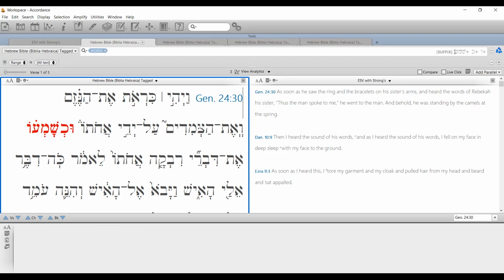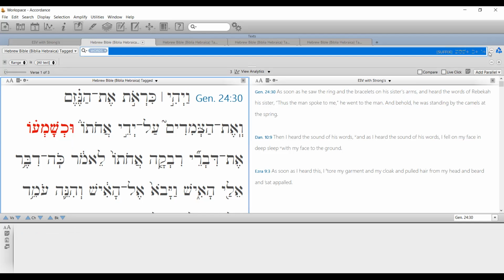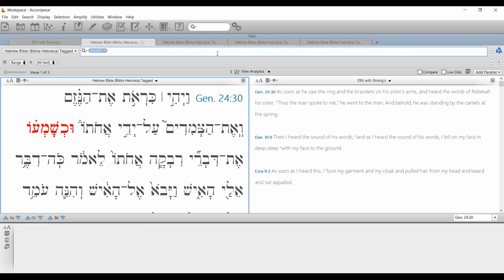Okay, because it is with the suffix. Oh yeah, it has this string. But we can do a much more complicated search with Accordance. Here, first of all, we need to choose the source, I mean the Bible where we are going to search. For example, in this case, this is the Hebrew Bible.